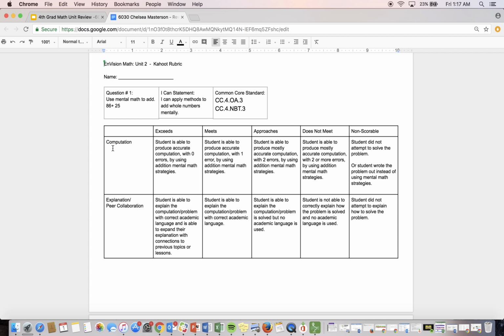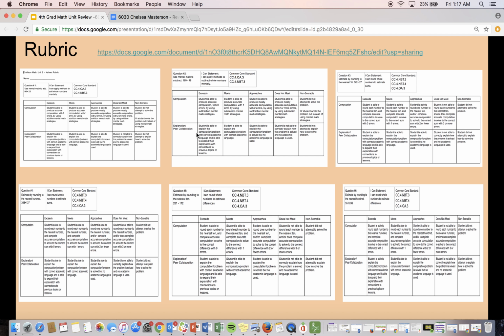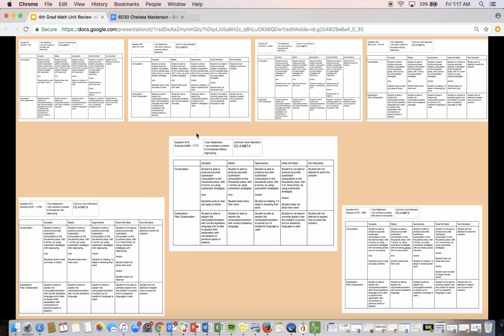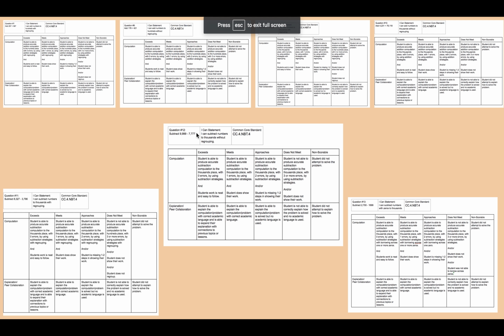And then students are going to be assessed on their computation skill. Were they able to actually solve the question correctly? And then the explanation of their problem to their peer or to their teacher. Since I do only have 2 students, it is challenging sometimes to have group discussions because it's just me and 2 kids. So those are screenshots of all of the questions from my rubric.